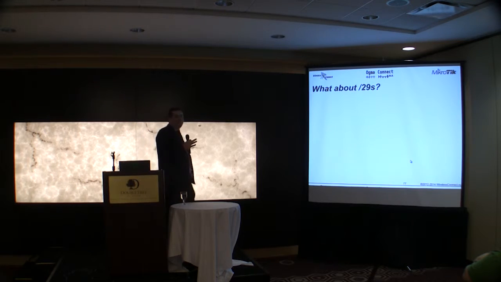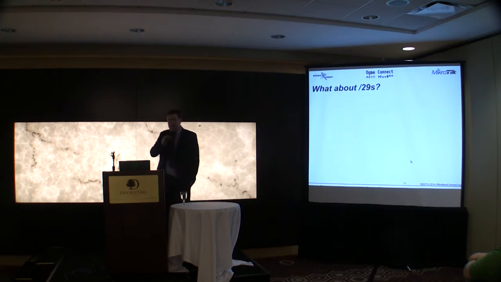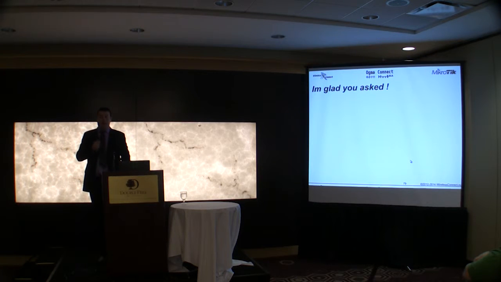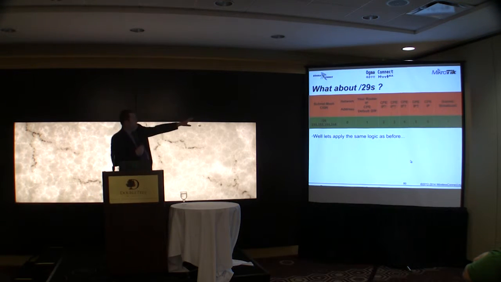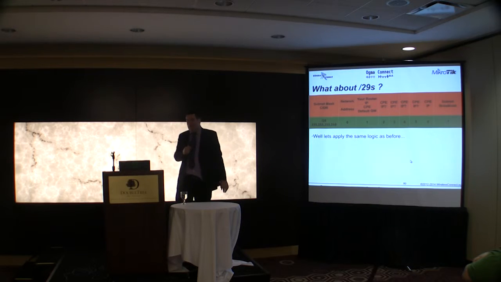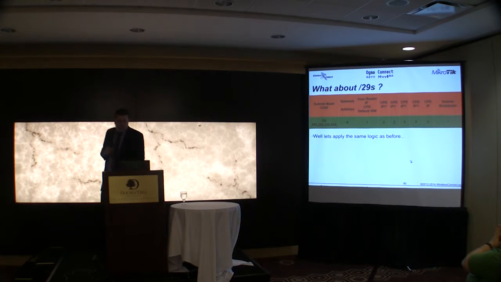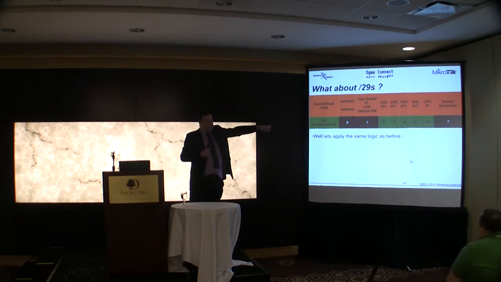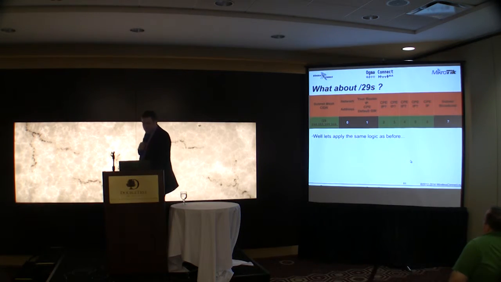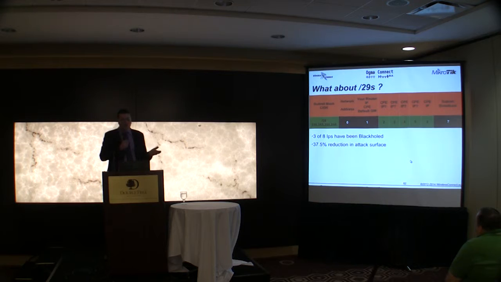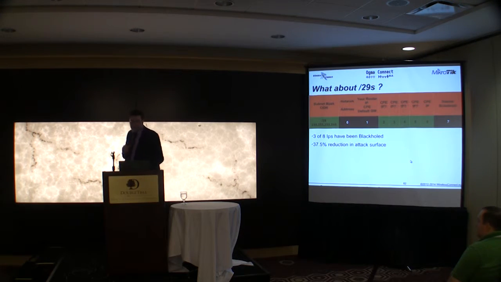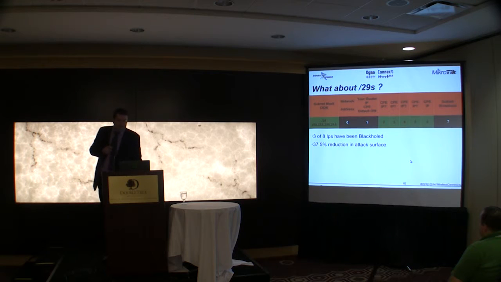So let's take that analysis a bit further, right? Let's look at /29. So if we look at /29, I'm glad you asked. Well, you got your 8 IPs again. So let's apply the same logic as before. You block your gateway, the network address, and the broadcast address. So 3 of 8 IPs have been black holed. That's a 37.5% reduction in attack surface.